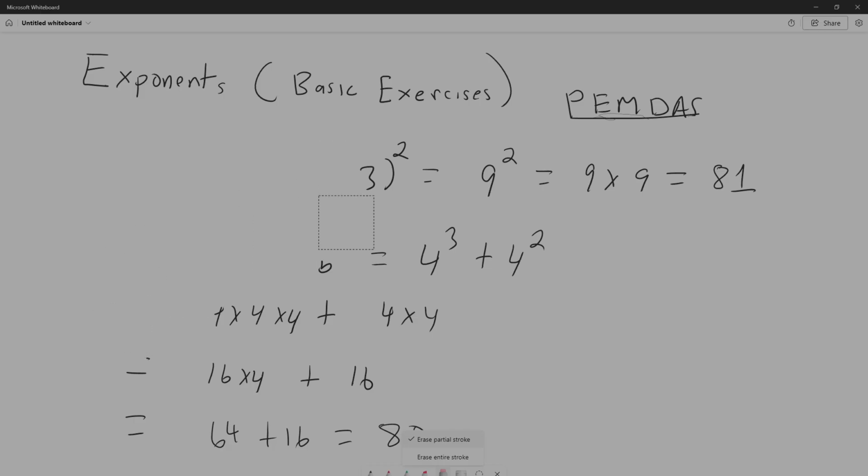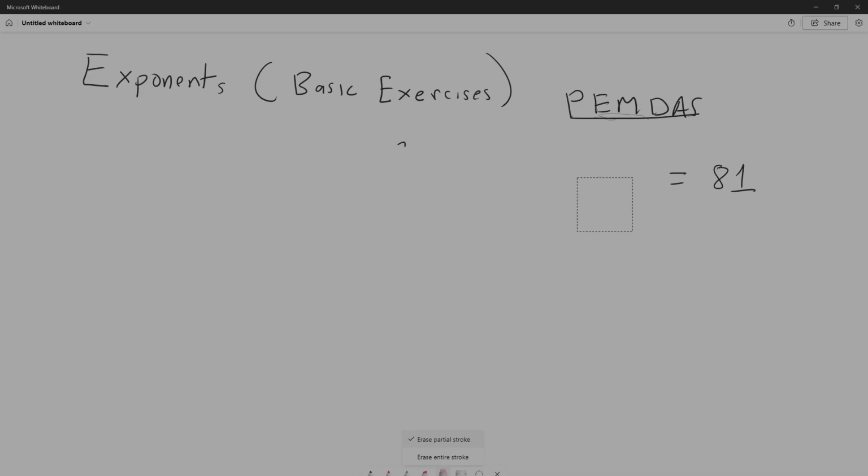Let's erase our board. And now let's see, we're going to do the following exercise. Let's say they ask you to simplify the following expression. So we have 9 squared minus 7. Well, first of all, we need to do the exponent before we can do the subtraction according to PEMDAS, remember. So what is 9 squared? 9 squared is equal to 81, and then we subtract 7.